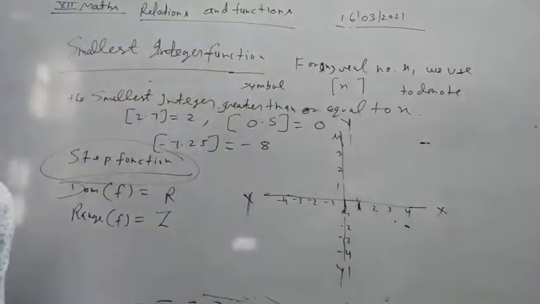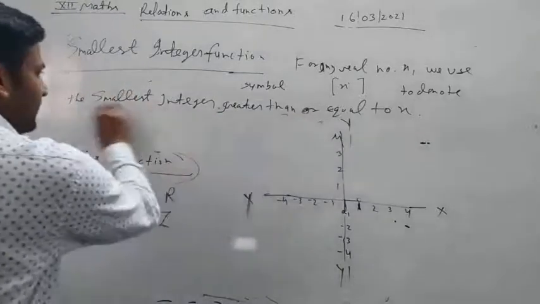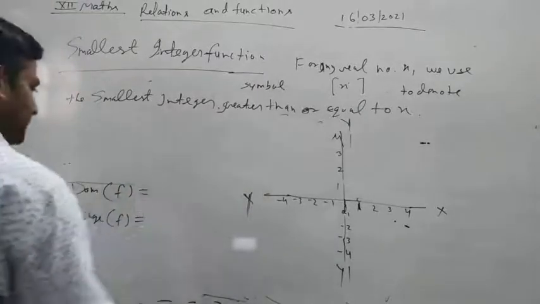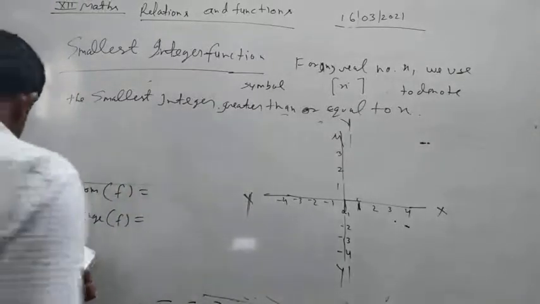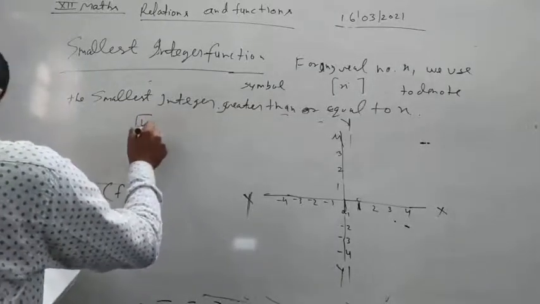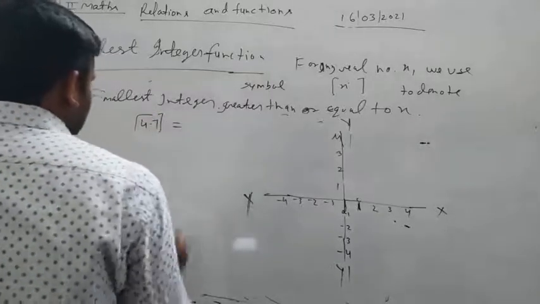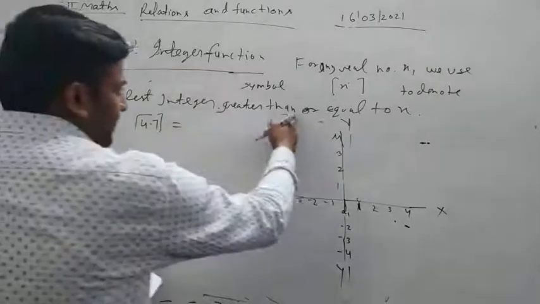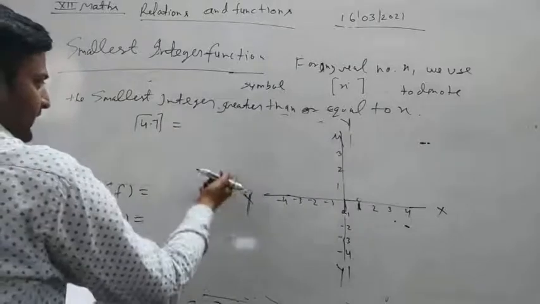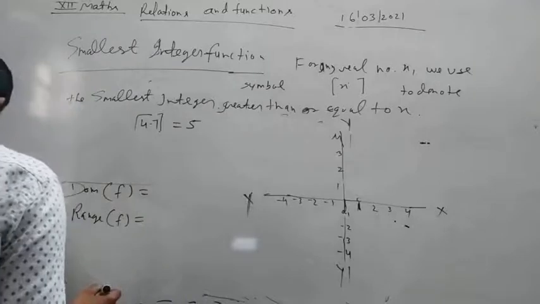So its example will be, students. In this case, we take the value greater than or equal to x. Suppose that we are taking 4.7. Its value is greater than or equal to x, either equal to or greater than. So the next integer greater than 4.7 is 5, so it will be equal to 5.